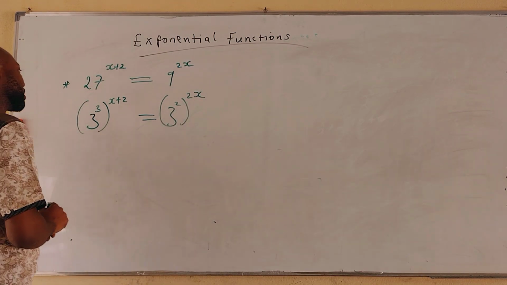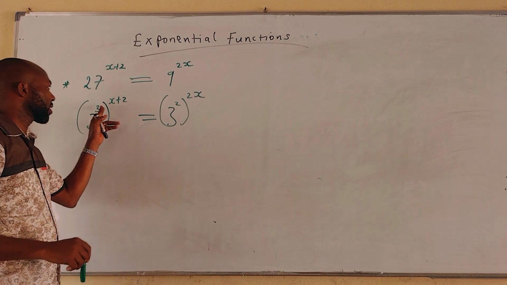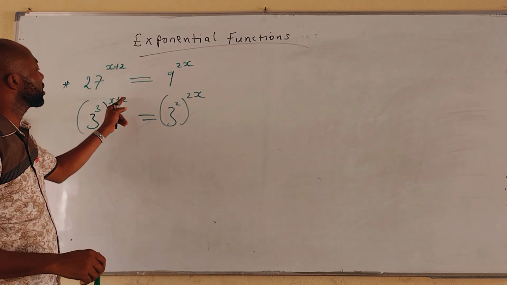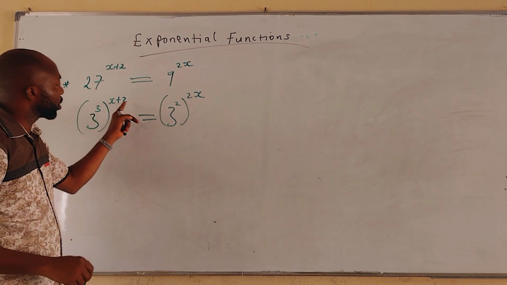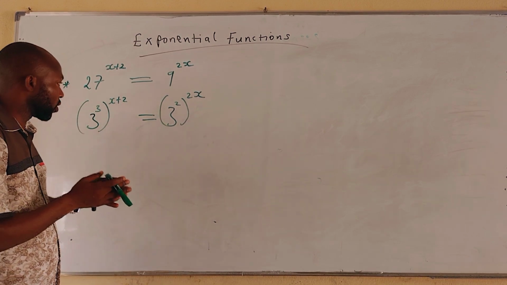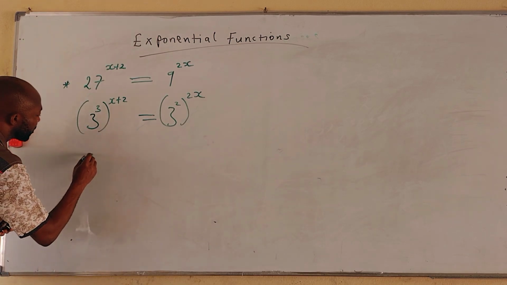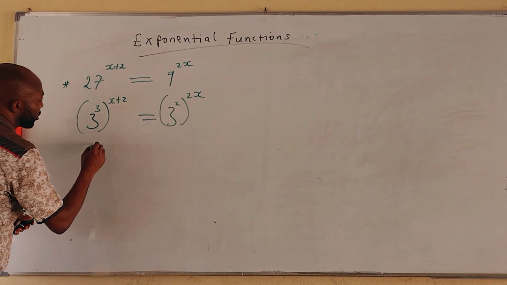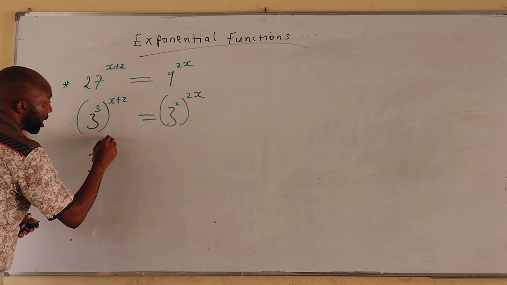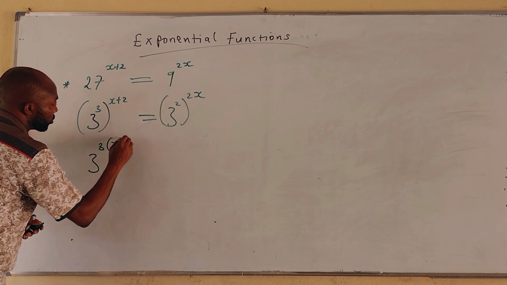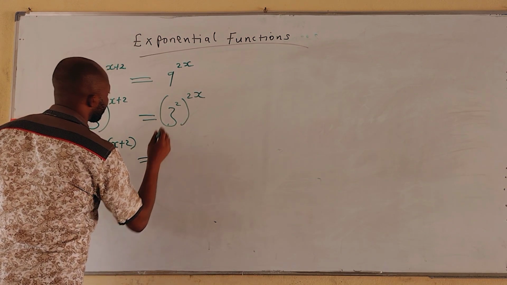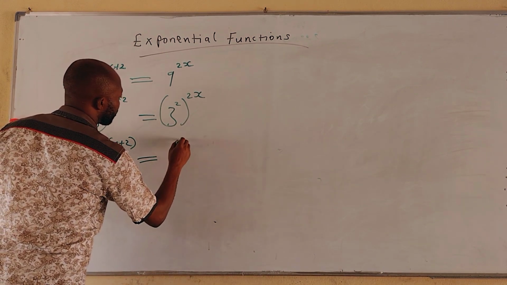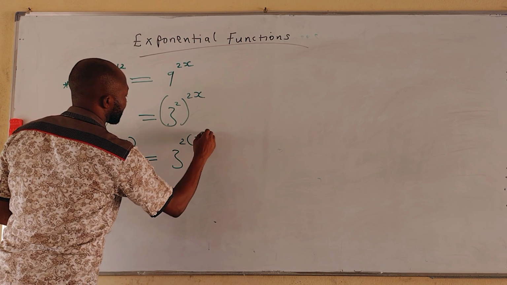Power's law of indices. When a number 3 is raised to a certain power, which is again raised to another power, x plus 2, the powers are multiplied together for the final result. So I now have 3 raised to the power of 3 times x plus 2. That is what it means. It equals 3 raised to the power 2 times 2x.